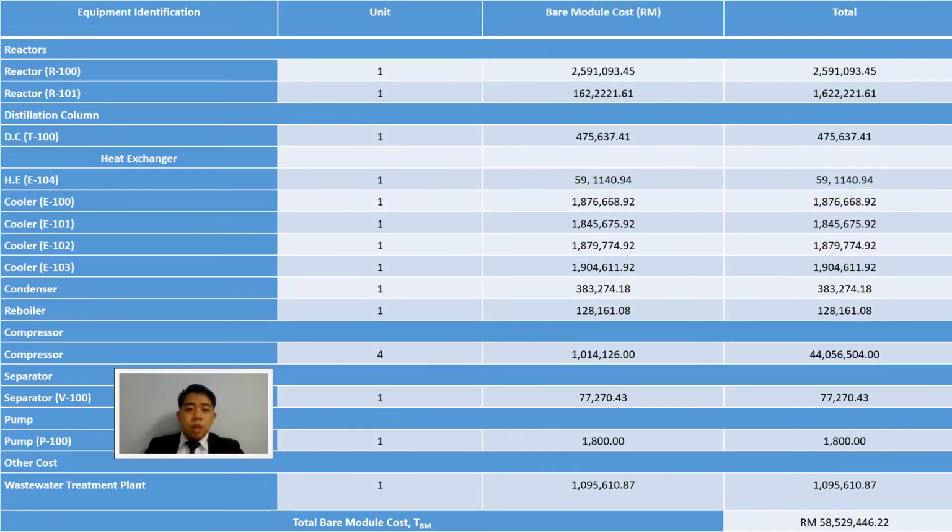This is the bare module cost of every equipment in our plant. Every equipment has different variables such as the surface area and type of material of construction. For example, E100 and E101 have different surface area and material of construction, thus have different CBM value. The total CBM of this plant is 58,529,446 ringgit.